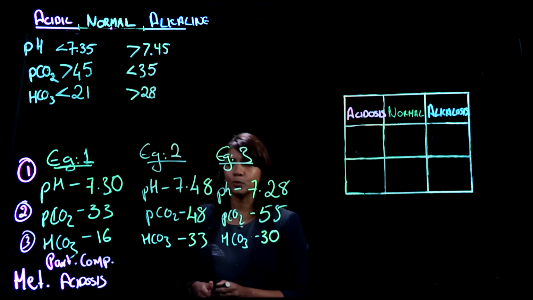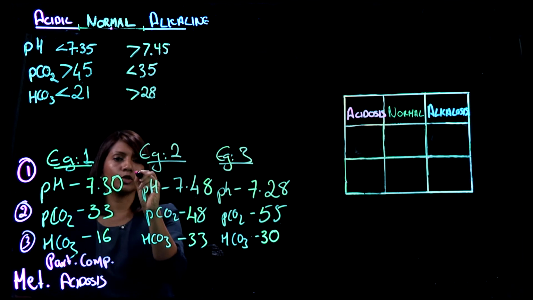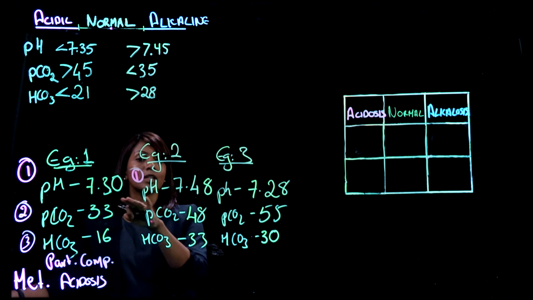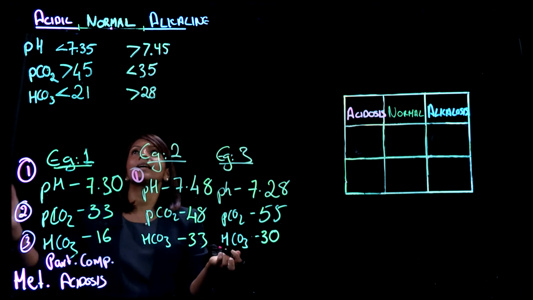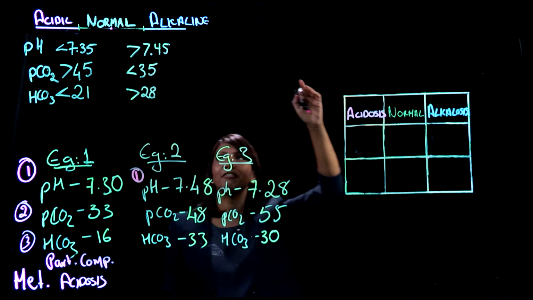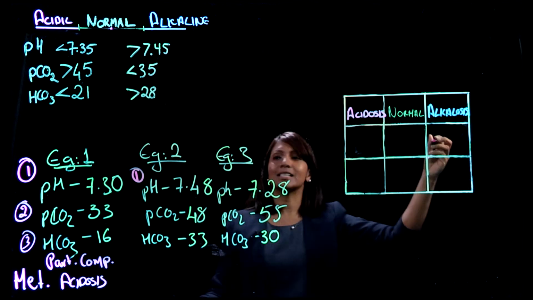Okay, so example 2. Same thing again. We're going to do step-by-step analysis. So pH is 7.48. So that's what we're going to look at first. Where does the pH lie? 7.48 is greater than 7.45. Therefore, the pH is alkaline.